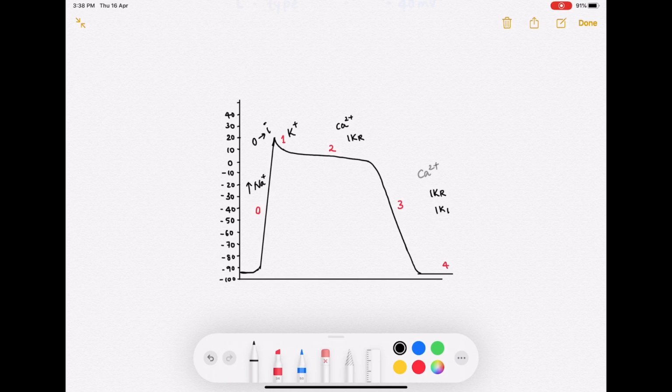Finally, we have the phase 4, which is the resting membrane potential, where the fast sodium channels, the calcium channels, and the IKR channels are all closed. Only IK1 channels remain open and maintains a resting membrane potential close to minus 95 millivolts, which is the equilibrium potential for potassium.